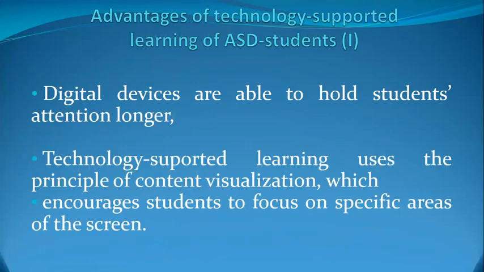Researchers claim the advantages of technology-supported learning of the students. The results of several studies suggest that autistic students learn faster with the help of a computer than with the help of verbal instructions. And researchers consider the reason for this not only in the fact that digital devices are able to hold students' attention longer, but also in the fact that it uses the principle of content visualization and encourages students to focus on special areas of the screen.